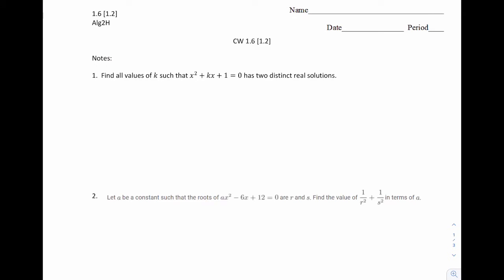This is the video for CW 1.6. The Zoom recording didn't quite go through, so I'm just going to film it on my iPad.